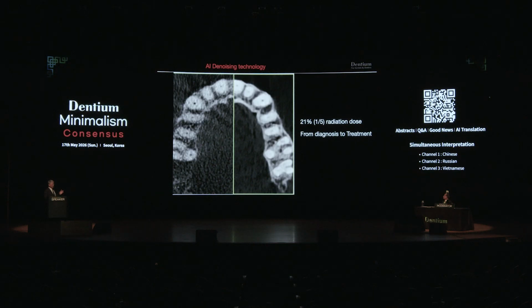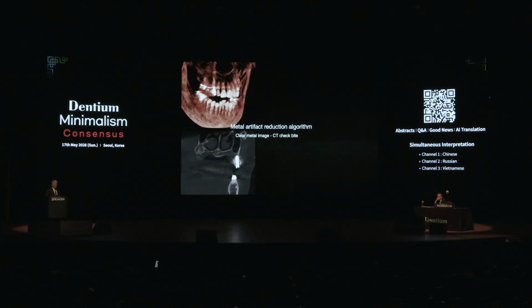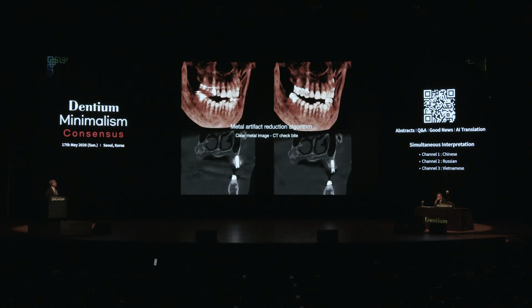This is a view where, before, you took 100 cuts, and nowadays only 20 cuts is good enough, very similarly using the AI denoising technique. This is a metal artifact reduction algorithm. With this algorithm, however much metal the patient has, we have very clear images. Professor Won mentioned in the first lecture the titanium without any metal artifact, and we have a relatively very good surface image of the metal, which can be used for the CT check bite.